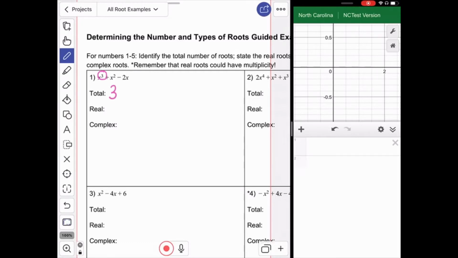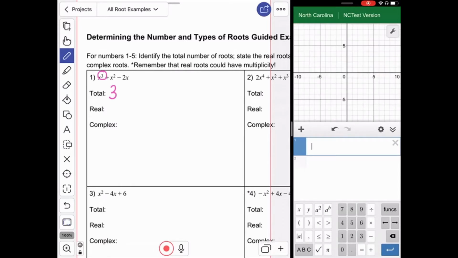Okay, so we're going to graph it to determine how many real roots we have. Remember, real roots are where it crosses the x-axis, and we're going to make sure we look for multiplicity. If it crosses the x-axis, that's single multiplicity. If it kisses or touches the x-axis, it's going to have even multiplicity, and if it has a point of inflection, it's going to have odd multiplicity.